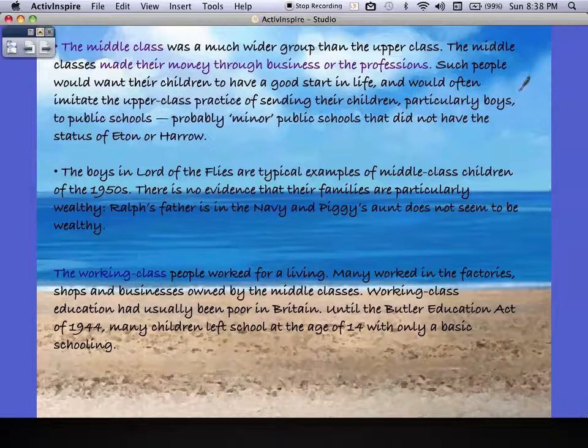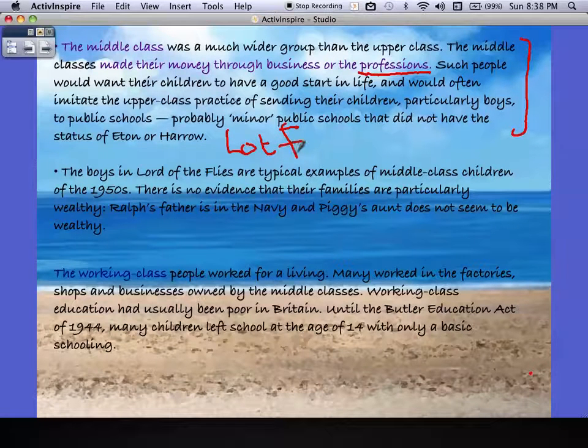The next class was the middle class, and these were the people that actually had to work for a living, but their working wasn't so much actually working as owning things. The middle class were people like professionals, doctors, lawyers, judges, people that owned factories, businesses, shop owners, things like that. These people would also want their children to have very good educations. They would be very well educated, probably through what we know as college, and they would go to private boarding schools, but not the quality of Eton or Harrow. So the boys in Lord of the Flies are from this class.